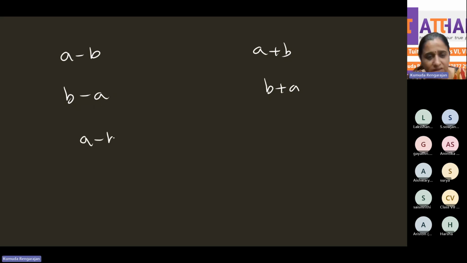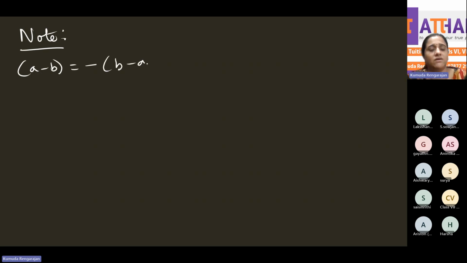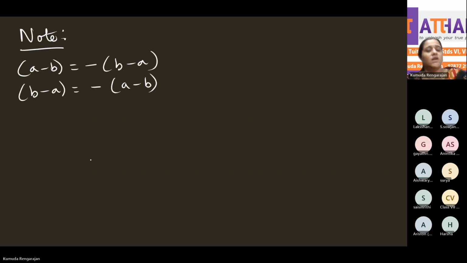But A minus B can be written as minus of B minus A. Make a note of this. Very important. A minus B is the same as minus of B minus A. B minus A is the same as minus of A minus B. Now to finish the answer, I'll just proceed. Remember, A minus B can be written as B minus A by taking a minus outside, and B minus A can be written as A minus B by taking a minus outside.